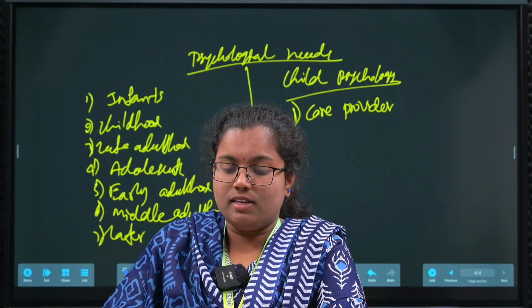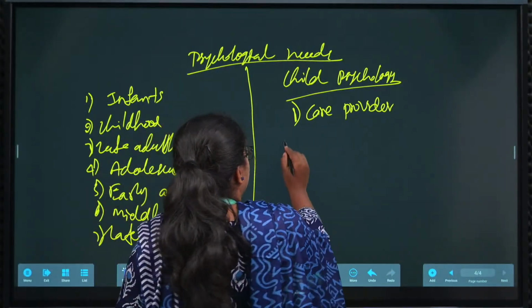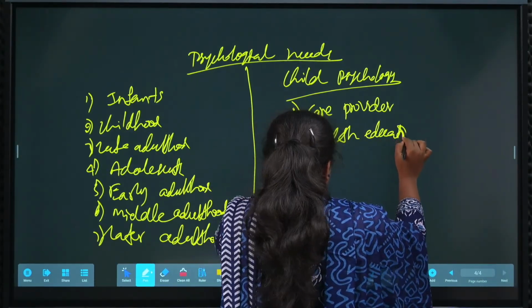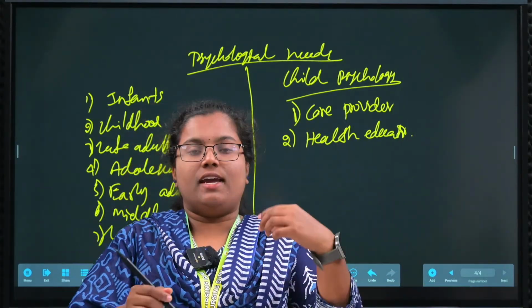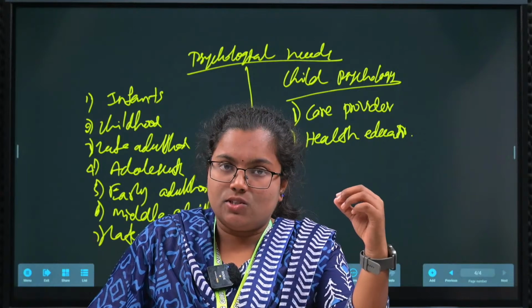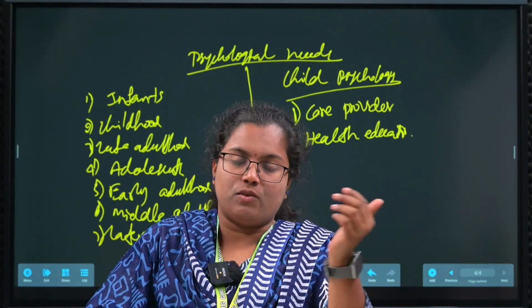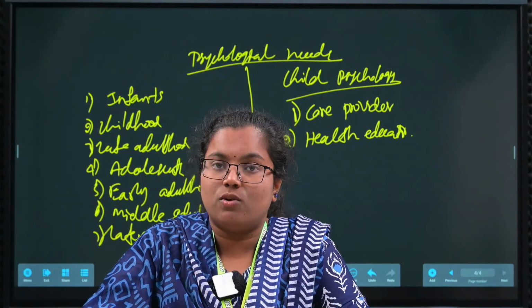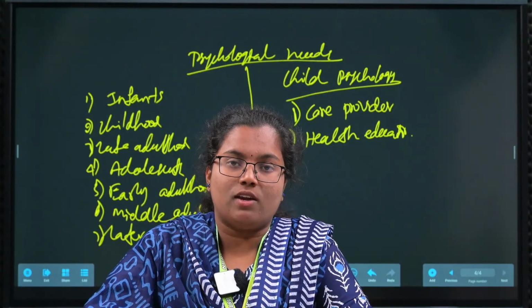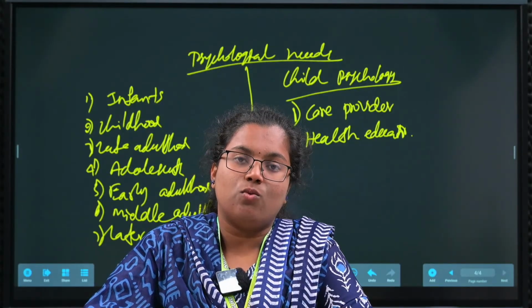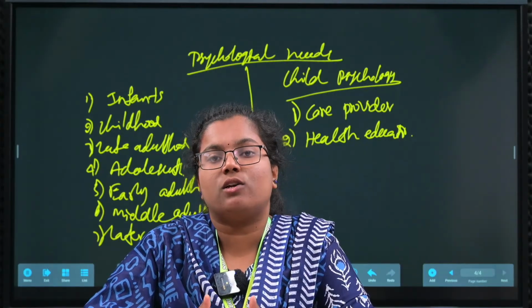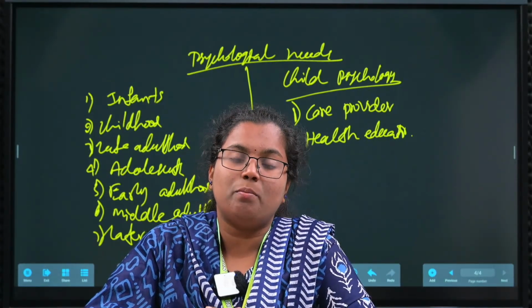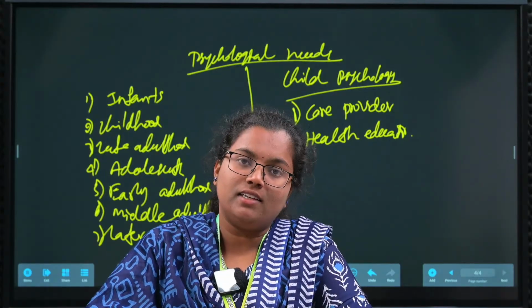Second role is health educator. Health educator means the nurse has to give health education to the parents. She has to teach the parents what the child should do and should not do, what the parenting rules are, what measures they have to take, how to take care of children. Everything the nurse will teach and educate the parents. So this is the role of nurse as health educator.